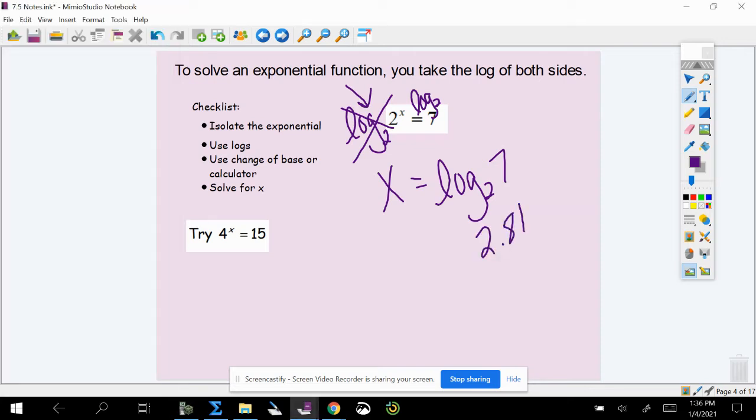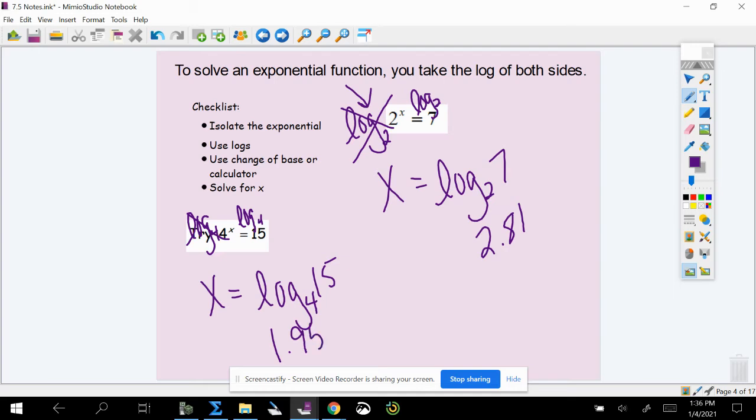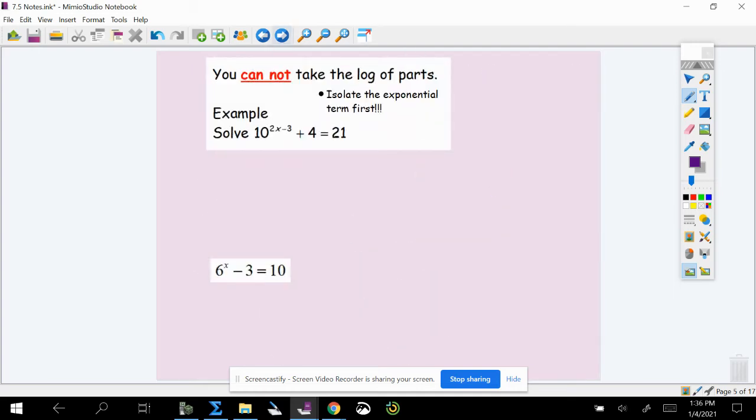Next one, same idea. We're going to take log base 4 on both sides, because it's currently base 4. So the log base 4 of 4 will cancel. You'll be left with just x. On this side, you'll have log base 4 of 15. And we're going to use that same calculator button. So we're going to go to math. We're going to go to A, or you could actually hit the up arrow and go that way. It's a little faster. We're doing log base 4 of 15. And we get 1.95. So those are the really, really easy ones. The ones that are a little more involved have more stuff with them.